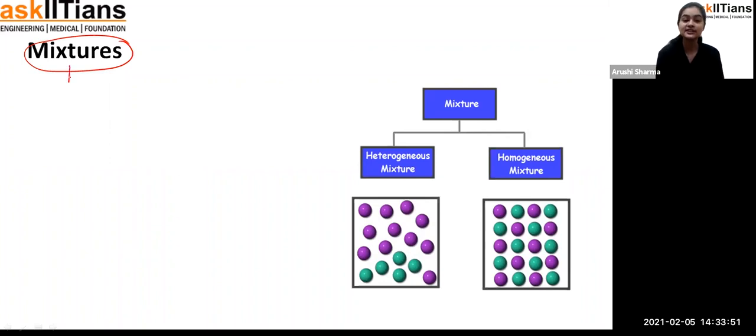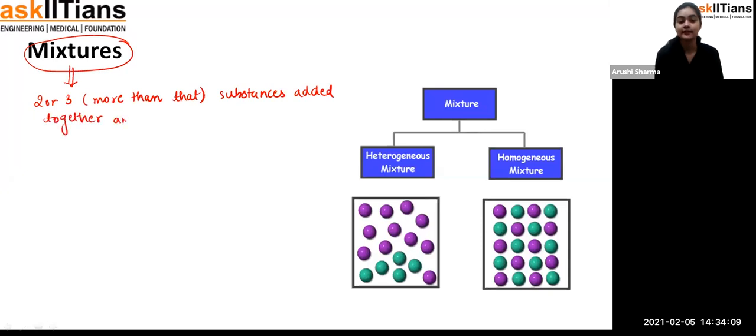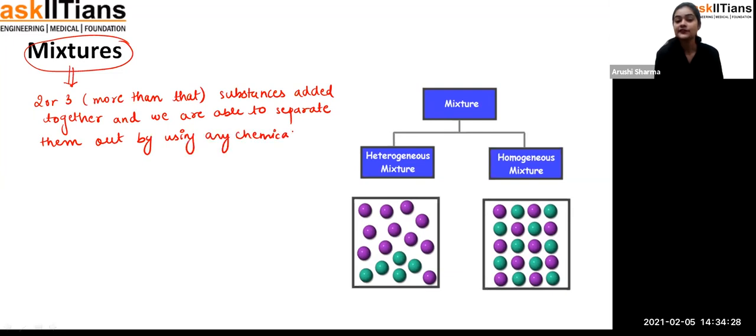So we can say that a mixture is something where two or three, or more than that, substances are added together and we are able to separate them out by using any chemical or physical process. We'll see how, don't worry. So that is called a mixture, students.